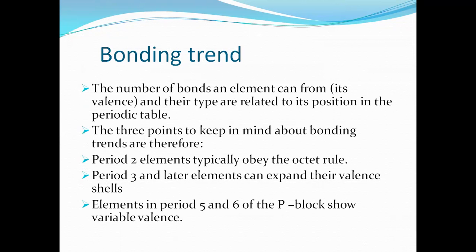Second point: elements in period 3 and higher periods can have higher valencies than the octet rule suggests. These elements have access to empty d orbitals and can use them to expand their valence shell past the usual octet of electrons. They also have atoms large enough to bond to more neighbors.